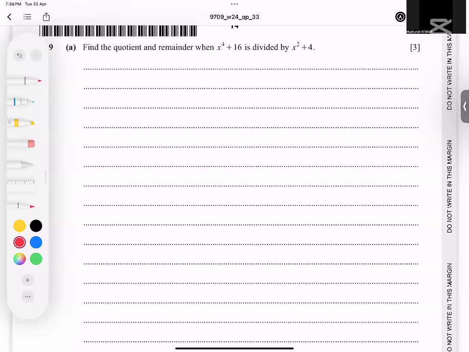Question number 9, find the quotient and remainder when this is divided by this. So let's start. So x squared plus 4, I'm writing outside. Inside, I am writing x to the power 4, but I'm writing 0x cubed, I'm writing 0x squared, and I am writing 0x, and I'm writing 16.